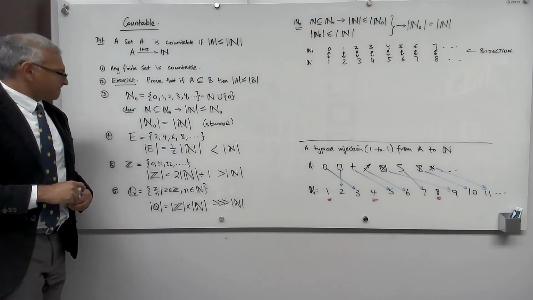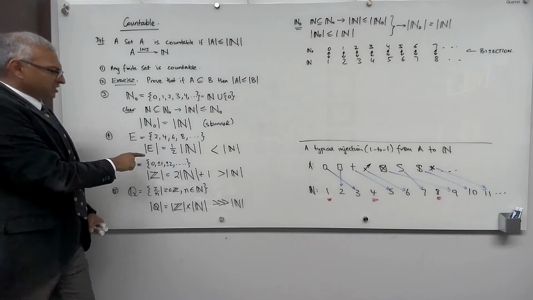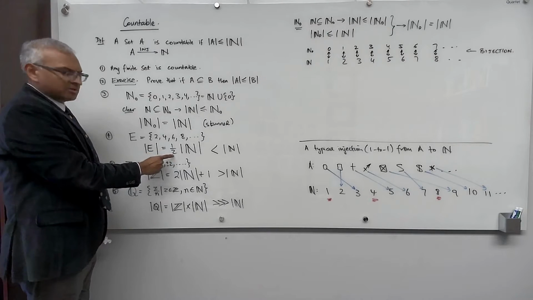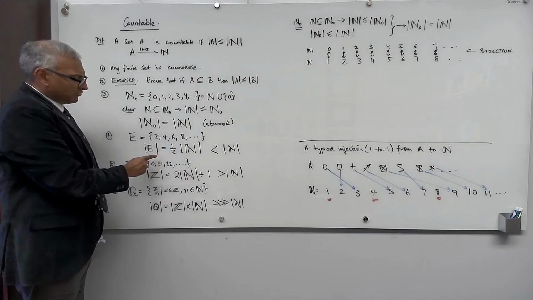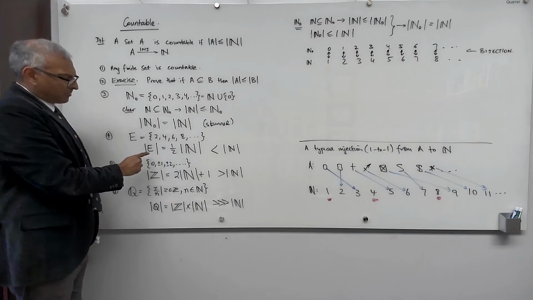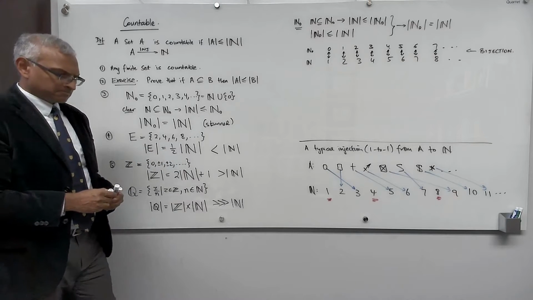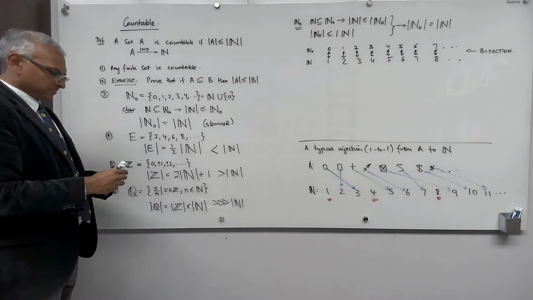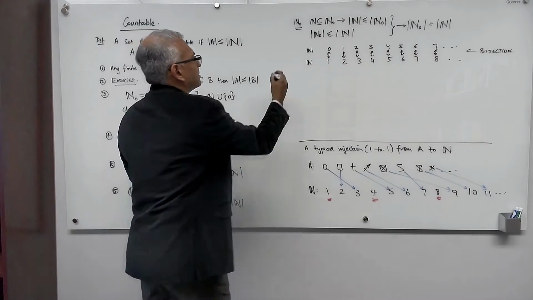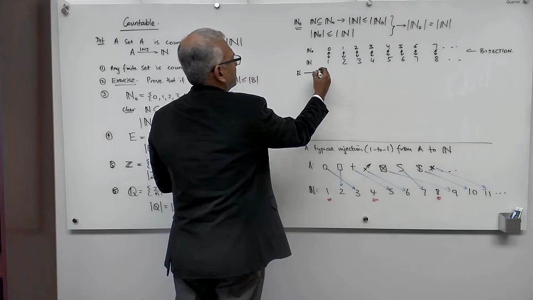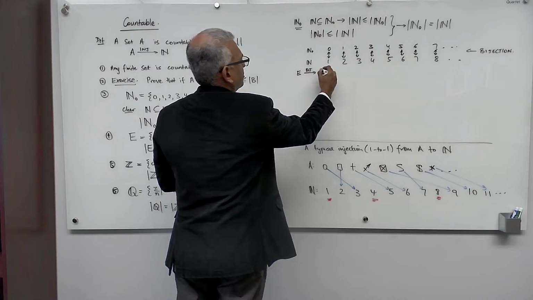Okay. So let's talk about the even numbers. We think the cardinality of the even numbers is half the cardinality of the natural numbers. Let me give you a bijection from the even numbers to the natural numbers. So the even numbers map bijectively to the natural numbers.